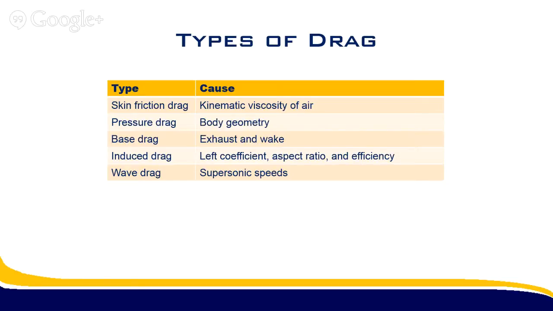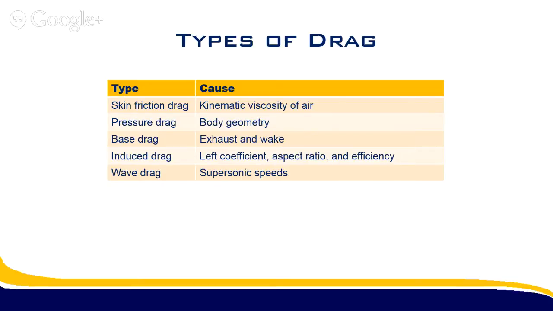There's pressure drag, which is a function of the shape of the rocket, and then there's base drag, which is very closely tied to pressure drag, but it also is influenced by the interaction of the rocket motor exhaust.